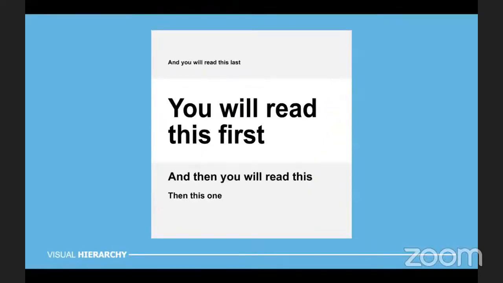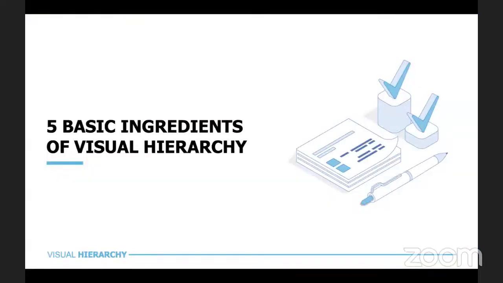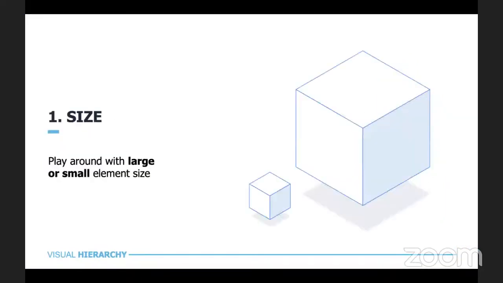In this example, your eye is firstly drawn to the bigger sentence. You will read this first, and then the next sentence, the one below, and finally the smaller sentence at the top of the block. So I'll ask you here, how is this achieved? The first thing that can create prominence on a page of a slide, to make items look bigger or smaller, is by playing with size. So play around with large or small elements on your page.